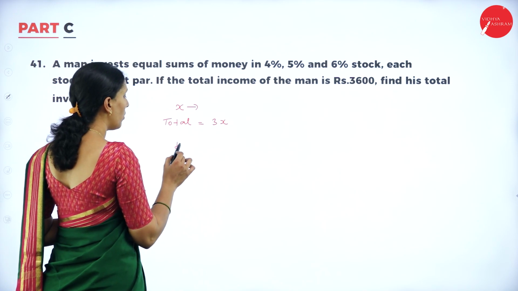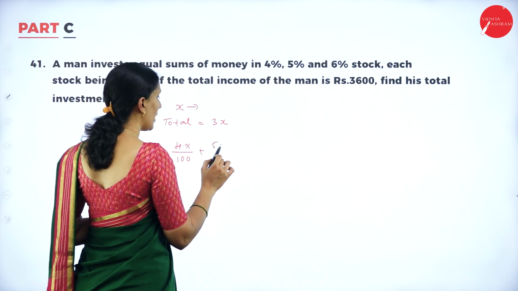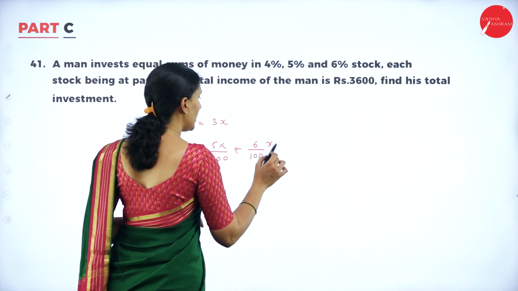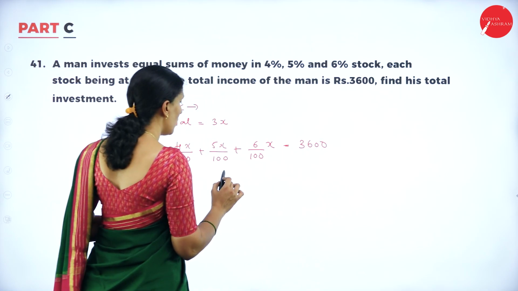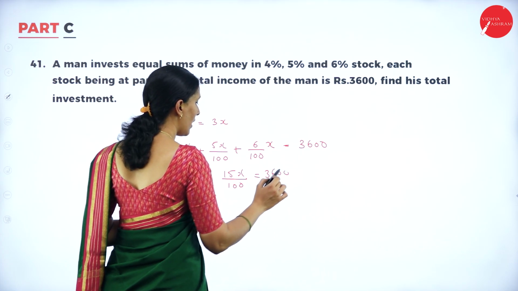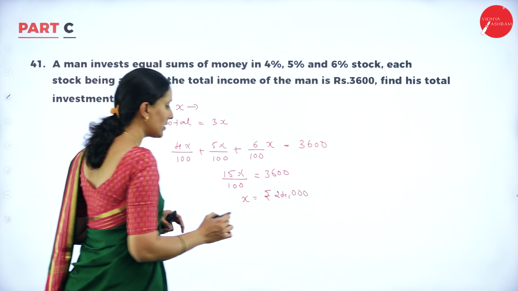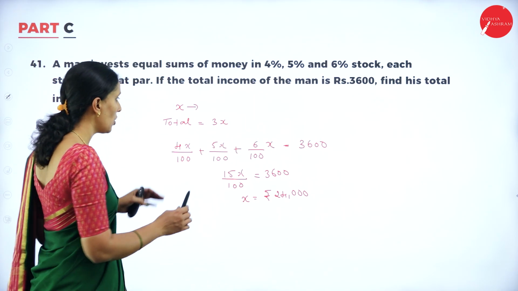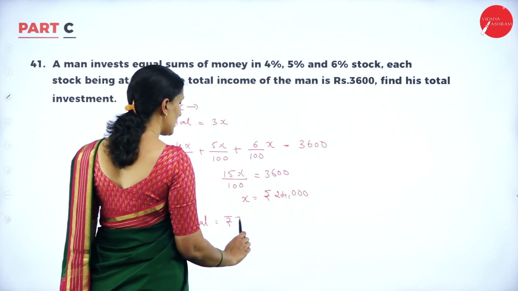So let me take 4% means 4 times the amount of money, 5% means 5 times the amount of money, 6% means 6 times the amount of money in terms of percentage, and the total income is equal to rupees 3,600. So we will get this as 15x by 100 is equal to 3,600. X will be rupees 24,000. That means he has invested rupees 24,000 among 3 different stocks at different percentage. So overall his total investment will be equal to rupees 72,000.